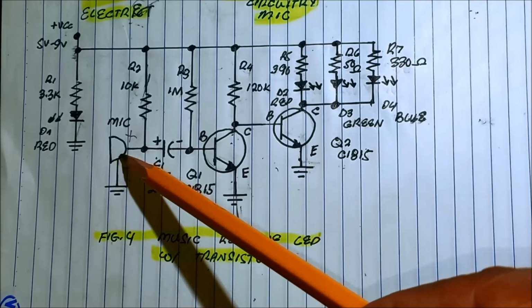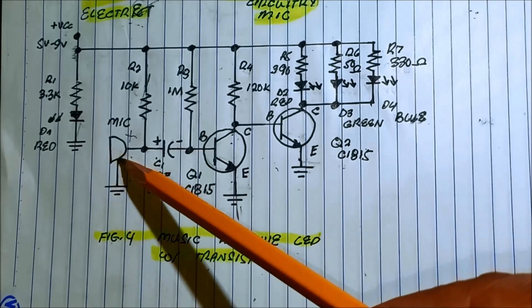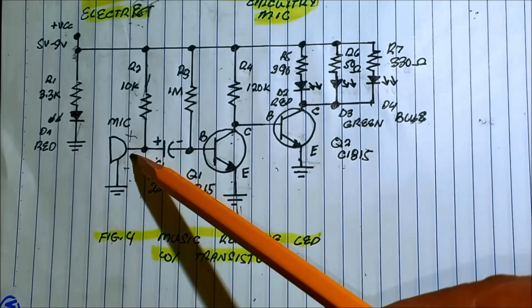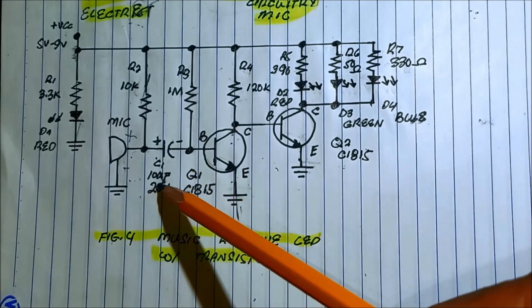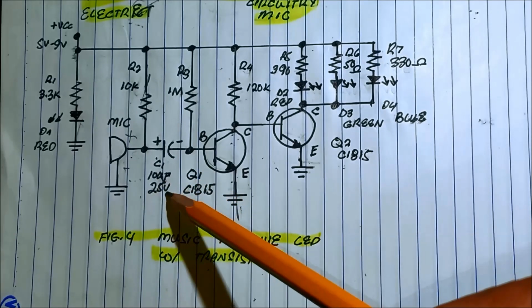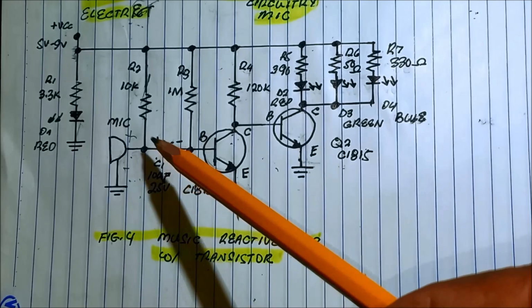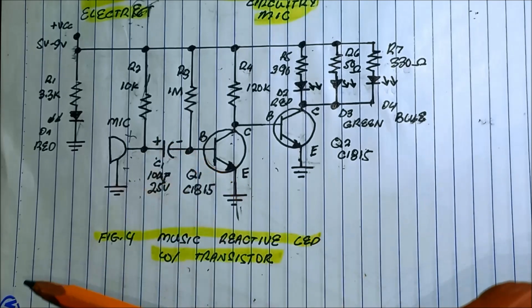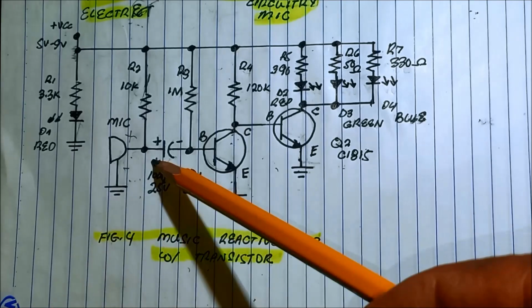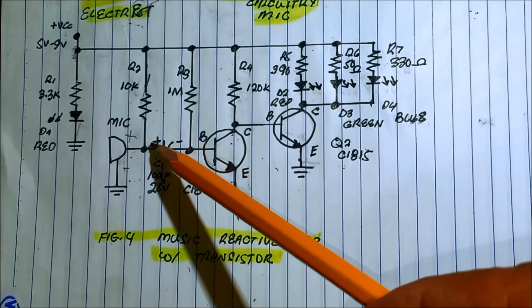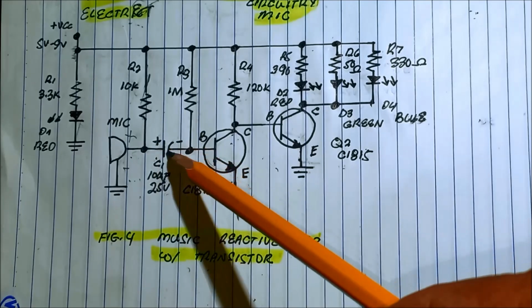Because this microphone is a condenser microphone type, it needs a voltage supply. Okay? And we have here the 10 microfarad 25 volts electrolytic capacitor. What is the use of this electrolytic capacitor? The use of this capacitor is as a coupling capacitor.